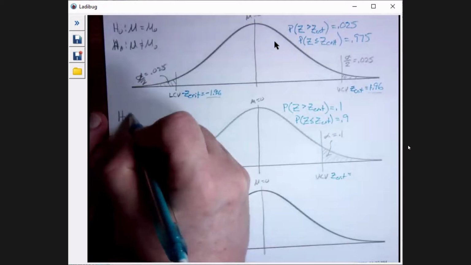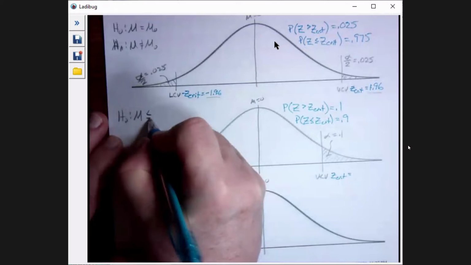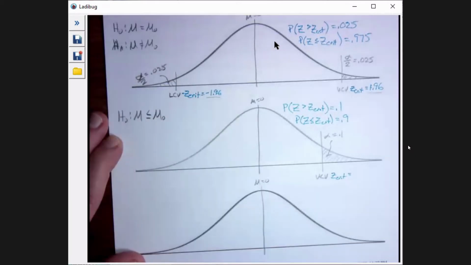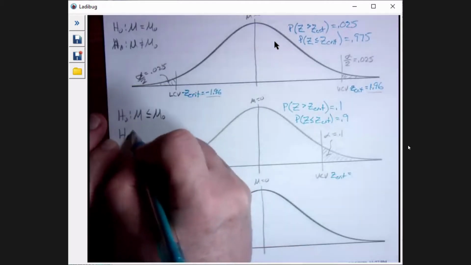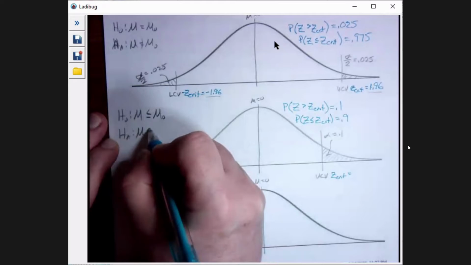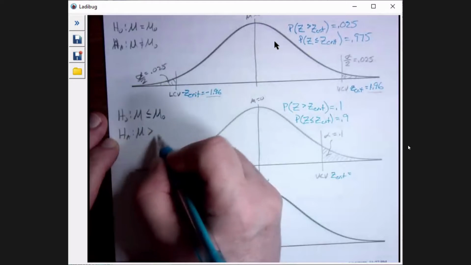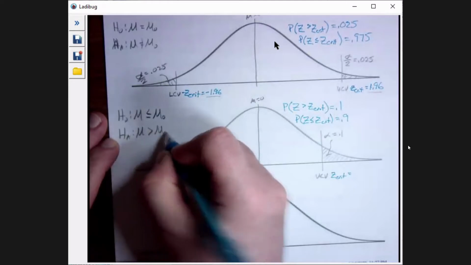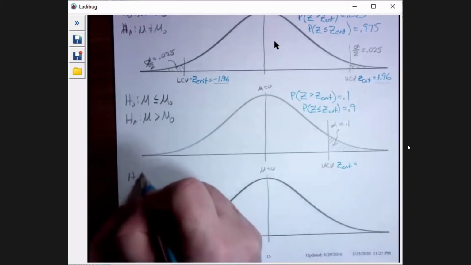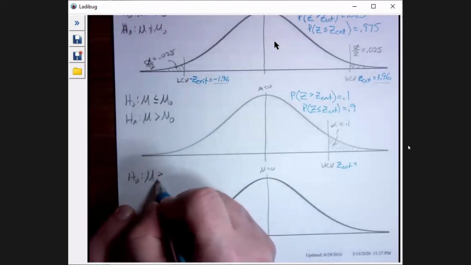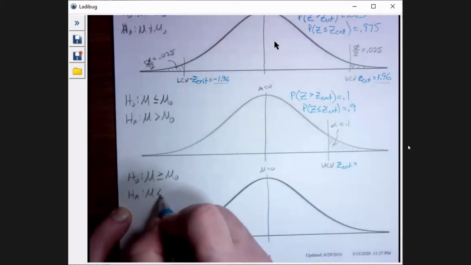So the null is the mean is greater than or equal to m0, which means the alternative would be m is less than. I thought we couldn't do less than or equal to on an alternative. Well, the alternative does not have equality. The alternative is always just inequality: m is greater than m0. It's always inequality. And this one would be the null is the mean is greater than or equal to, and the alternative would be less than.